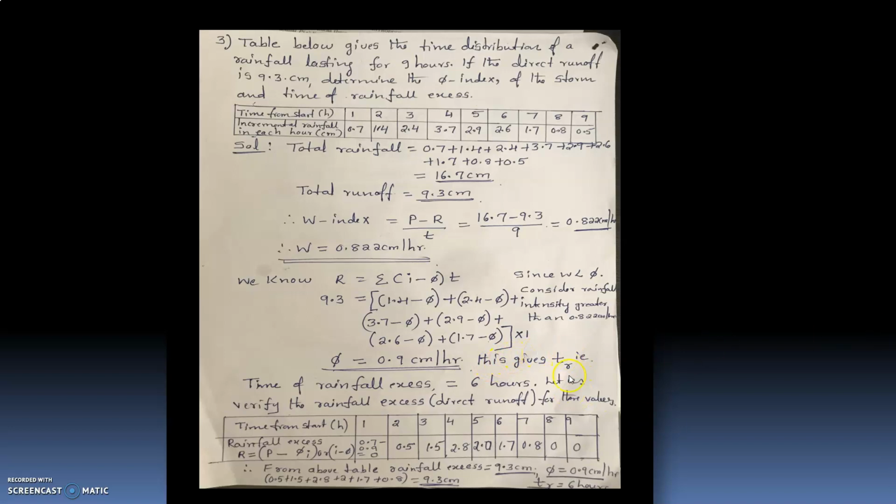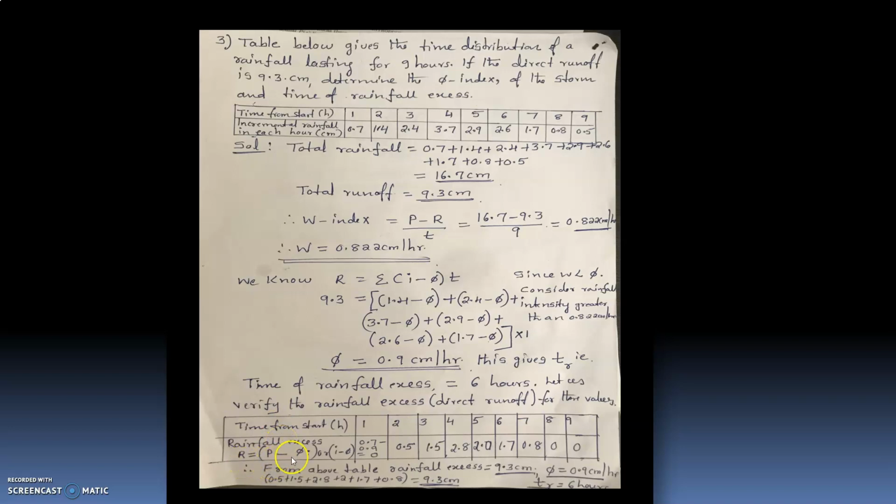So this gives TR. TR is nothing but time of rainfall excess that we have to calculate. That is equal to 6 hours. How we will get 6 hours? We'll see this. Let us verify the rainfall excess or direct runoff for the values. Now we have time from the start, that is 1, 2, 3, 4, 5, 6, 7, 8, 9 given timings. The rainfall excess we have to see here.